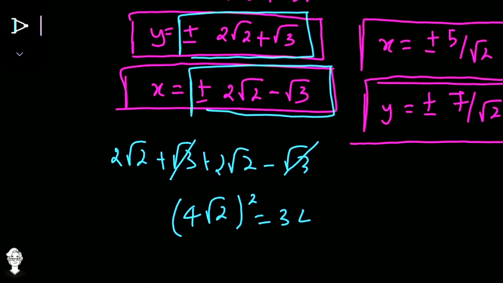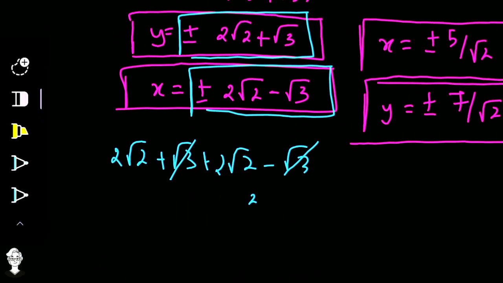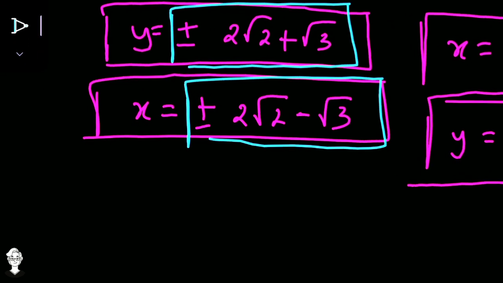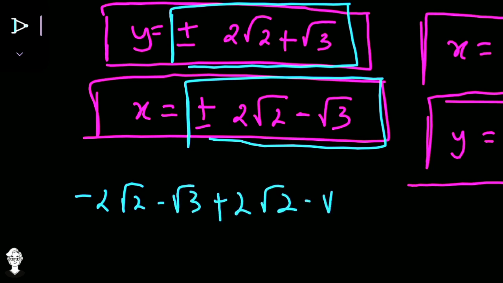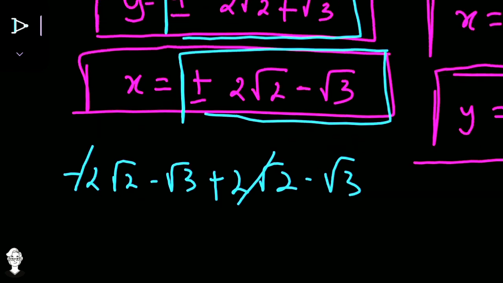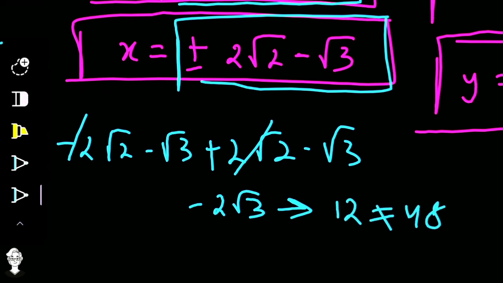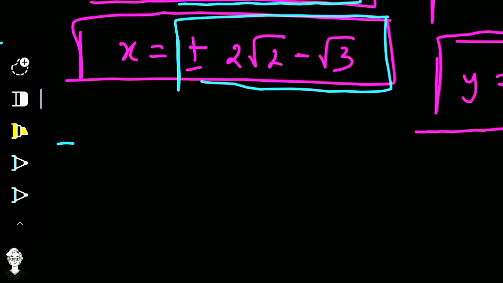Now let us check one positive and the other negative. So for the first one I will keep the negative, so negative 2 times square root of 2 negative square root of 3. The second one positive, so plus 2 times square root of 2 negative under root of 3. So this and this cancel. Negative 2 times under root 3 and its square would be 4 times 3, 12. That's not equal to 48. So this is not satisfied. And even if I take the vice versa of the signs, they are not going to satisfy.